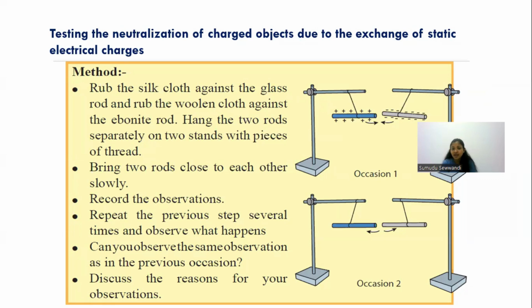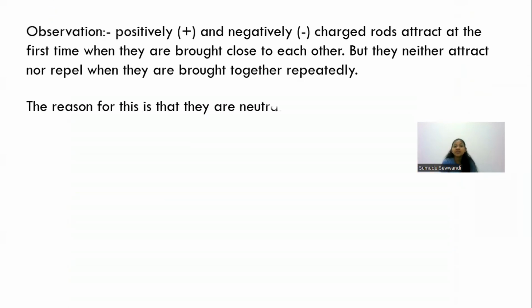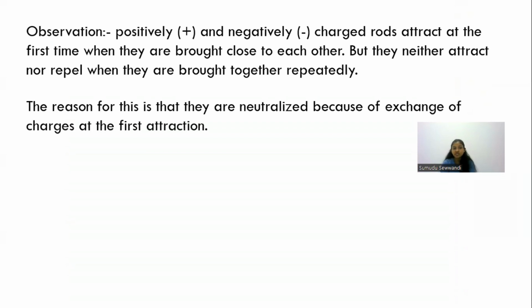When you do it several times, you can see, as in the picture, these negative charges are discharging with the positive charges. So after we do this several times, we can see that attraction is not happening. You see the observation given here. Positive and negatively charged rods attract the first time when they are brought close to each other. But they neither attract nor repel when they are brought together repeatedly. The reason for this is that they are neutralized because of the exchange of charges at the first point.